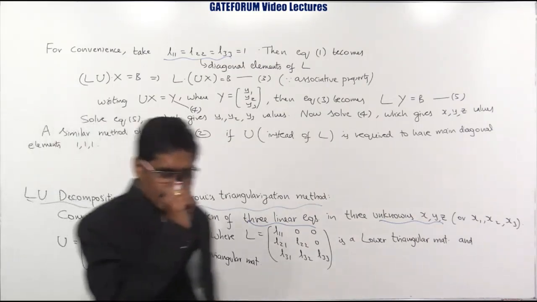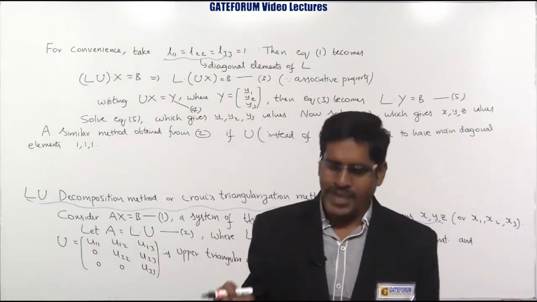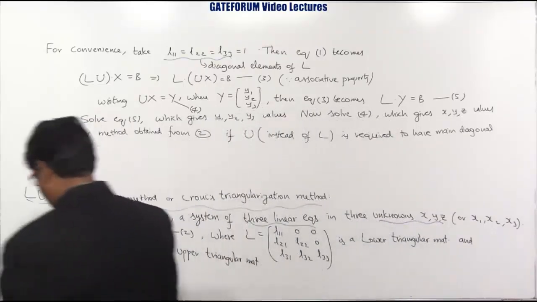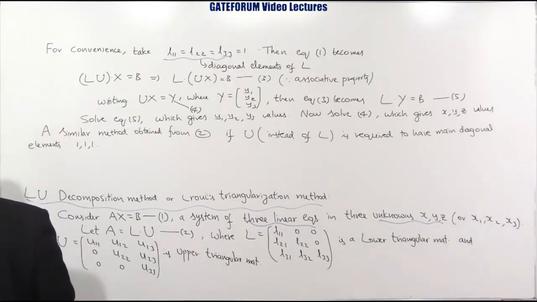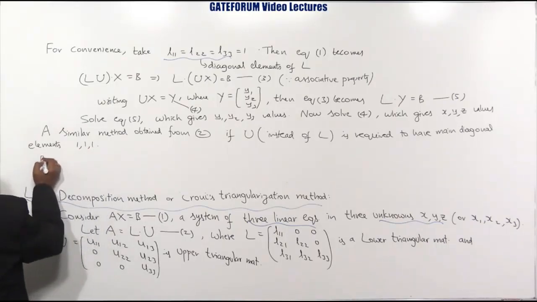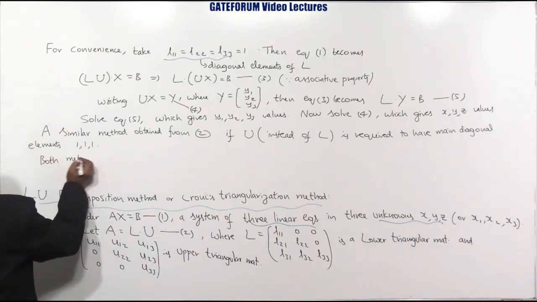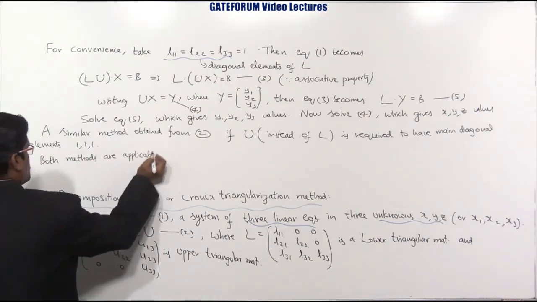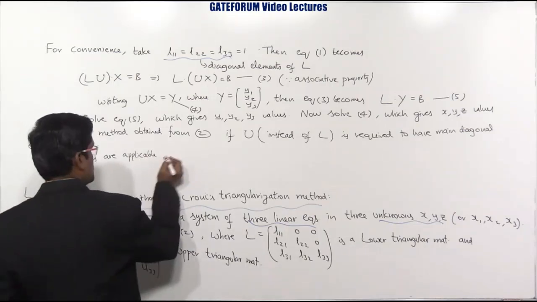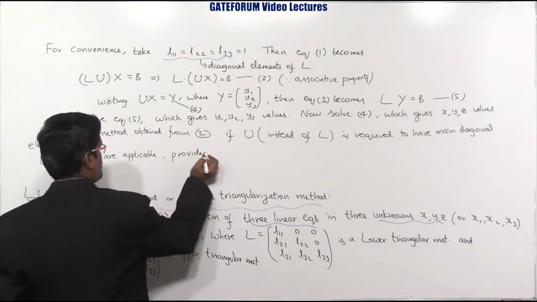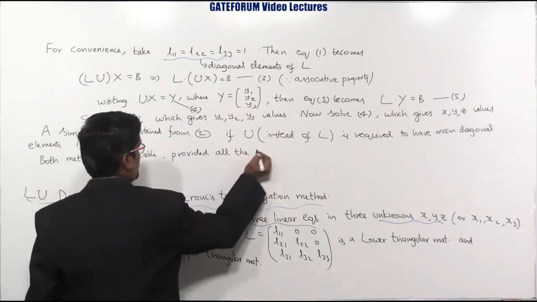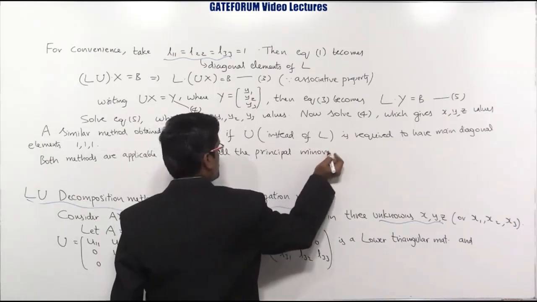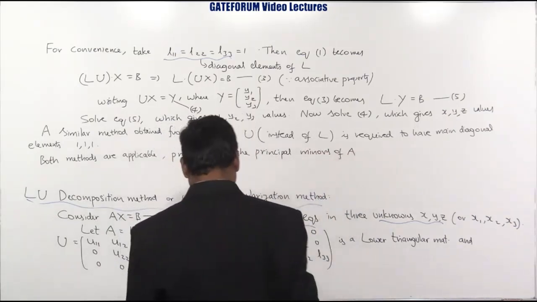So according to the options, you have to decide whether to take diagonal elements of L is equal to 1 or diagonal elements of U is equal to 1. Okay. That is. So, both methods are applicable provided all the principal minors of A non-zero.